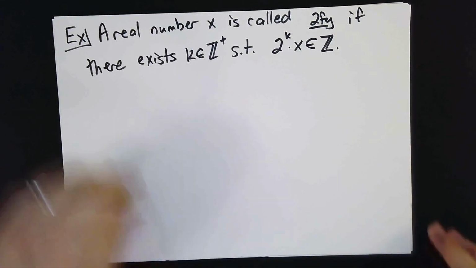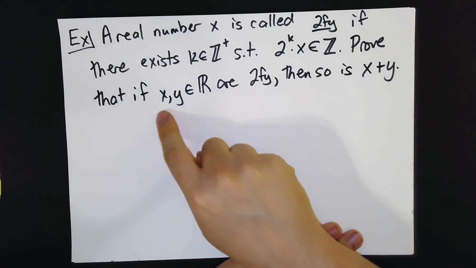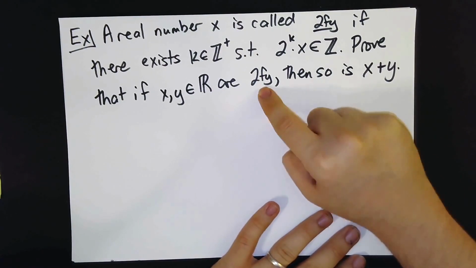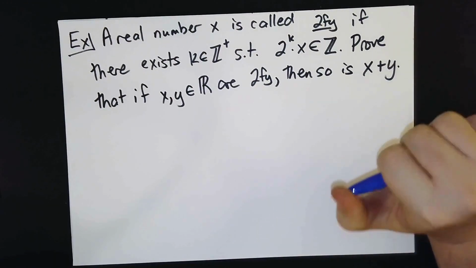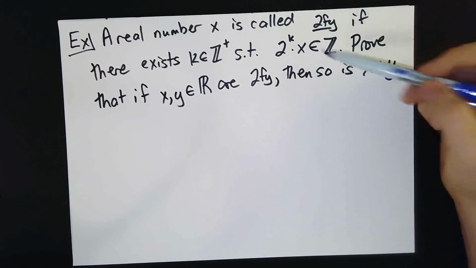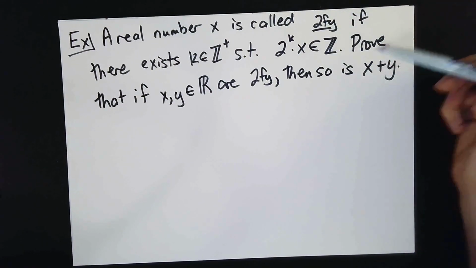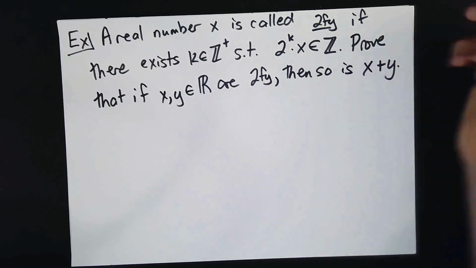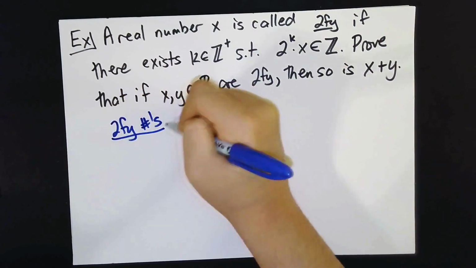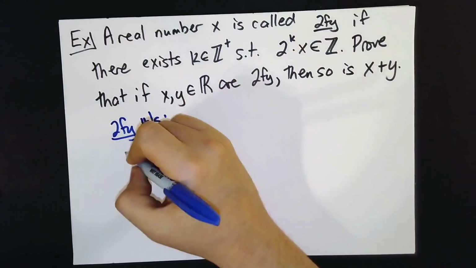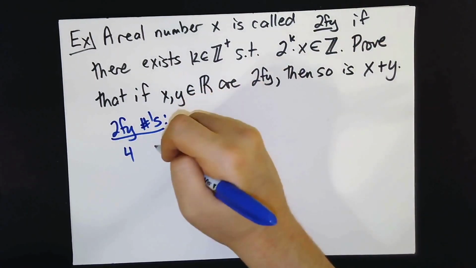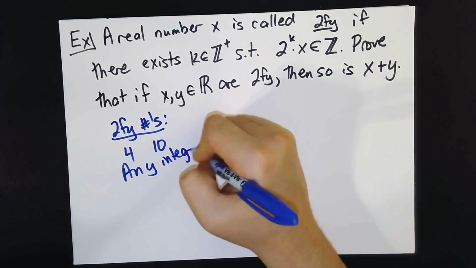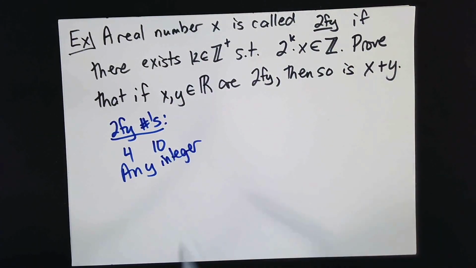So here's what I want. I want to prove that if I start with two 2phi real numbers, and I add them, I get something that is still 2phi. Now, whether I ask you to or not, whenever you encounter one of these definitions, I encourage you to first write down some examples and non-examples. So, what are some examples of 2phi numbers? Well, 4 is 2phi, so is 10. So, in fact, is any integer. Pause and convince yourself that all of those things are definitely 2phi.